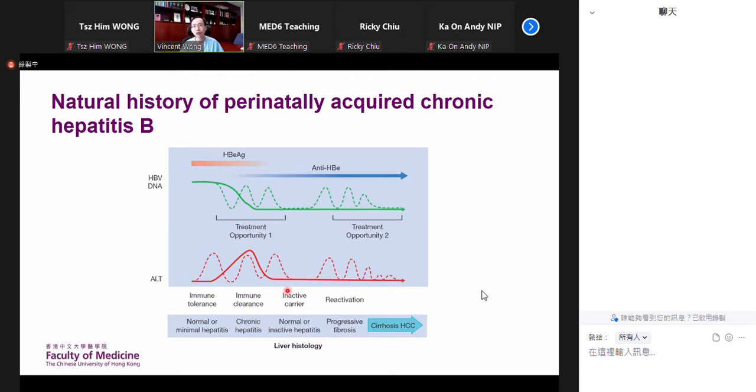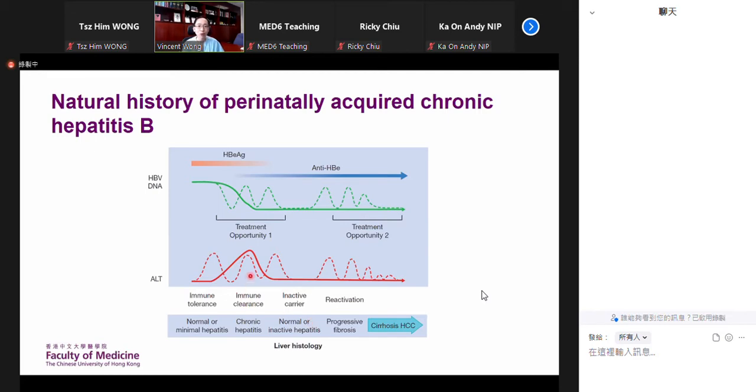Now, the natural history would depend on the severity and duration of this phase. In some lucky individuals, they may be able to mount an effective immune response, and therefore the patient would lose the E antigen, develop the E antibody. This is called hepatitis B E antigen seroconversion. And the HBV DNA would come down, and the ALT would also become normal again. So the patient would become an inactive carrier, and the prognosis in general would be good.